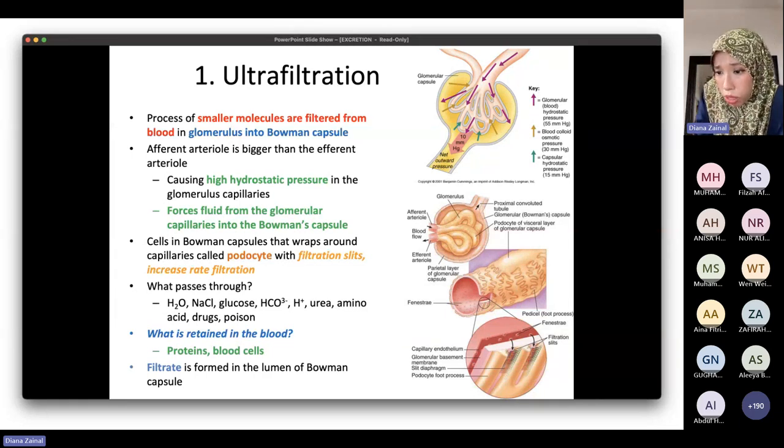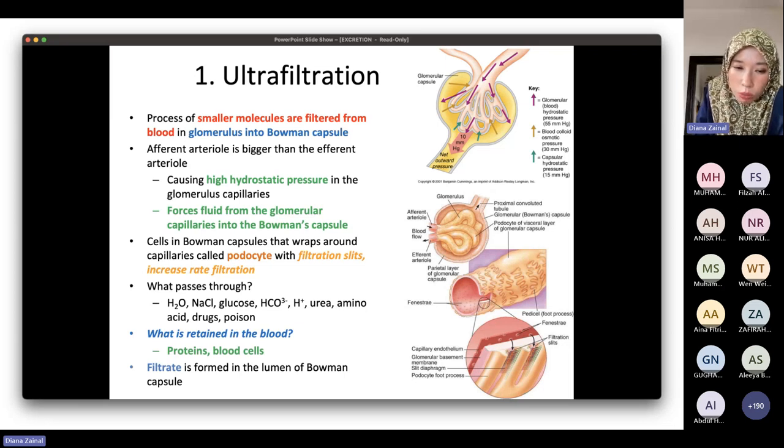Okay, I'm sure podocyte is something new that you haven't heard before, but yeah, you should take note on that one, okay? So, what are the things that can pass through? First, of course, water, because the water molecule is really small. The ions, which are the sodium chloride, glucose, the basic unit of sugar, of course, it can pass through, all the ions over here. Urea, amino acid, drugs, and also poison. Itu yang first thing it can pass through. Okay, so what is retained in the blood? Okay, tak cukup ni sebenarnya: plasma protein, the red blood cells, and also the platelets. You can add on lah.